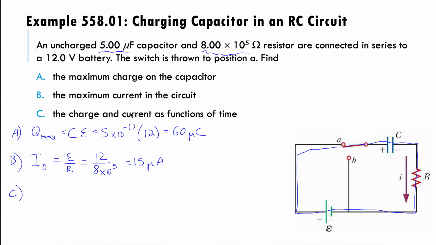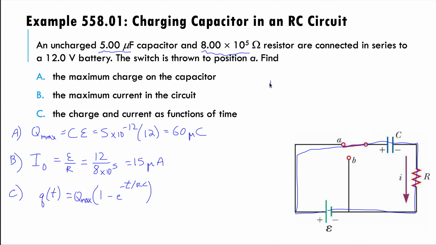And now we want the charge and the current as functions of time. So we said that the charge as a function of time was equal to the maximum charge, which is 60 microcoulombs, times 1 minus e to the negative t over RC. Let me just write the full equation, since it might have been a little while. This was the equation that we found for the charge as a function of time, and then we just have to plug in the values.